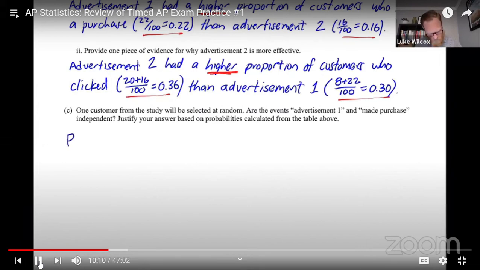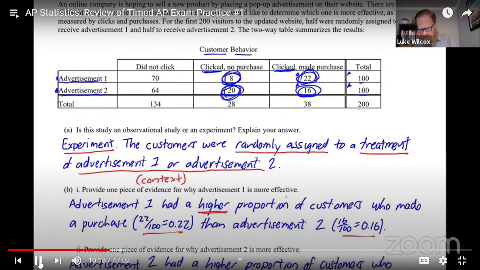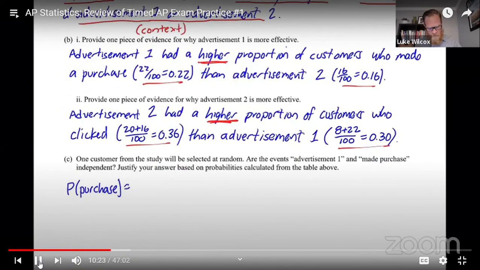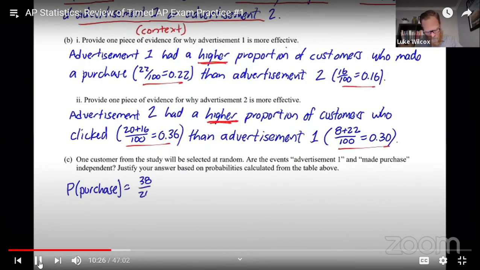And if we just start by looking overall for all 200 customers, let's see what the probability that they make a purchase is. Well, out of the 200 total, we can see here that 38 out of the 200 made a purchase. So overall, 38 out of 200 made a purchase, and that is 0.19. Now, here's what we want to do to determine independence. Let's see if the probability that they purchase changes based on which advertisement they were given.